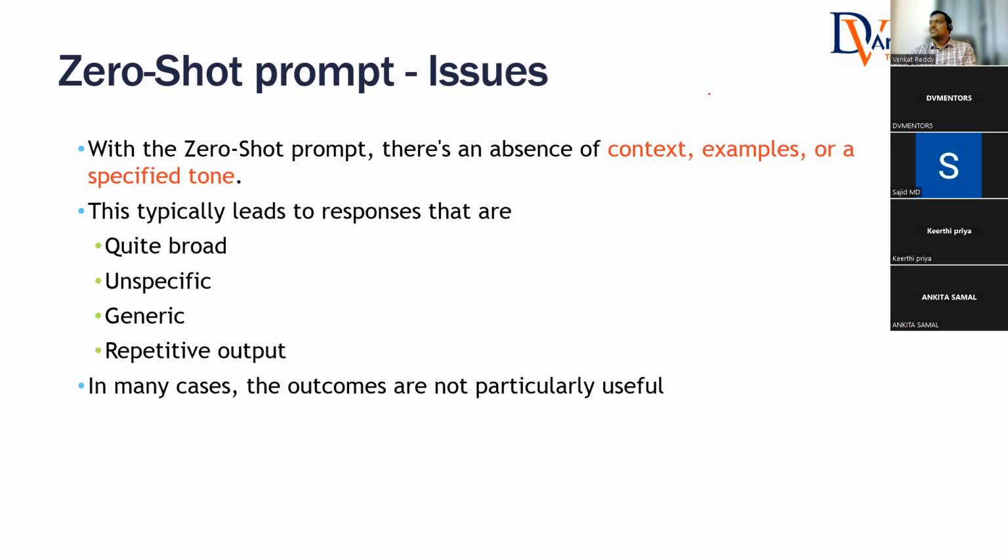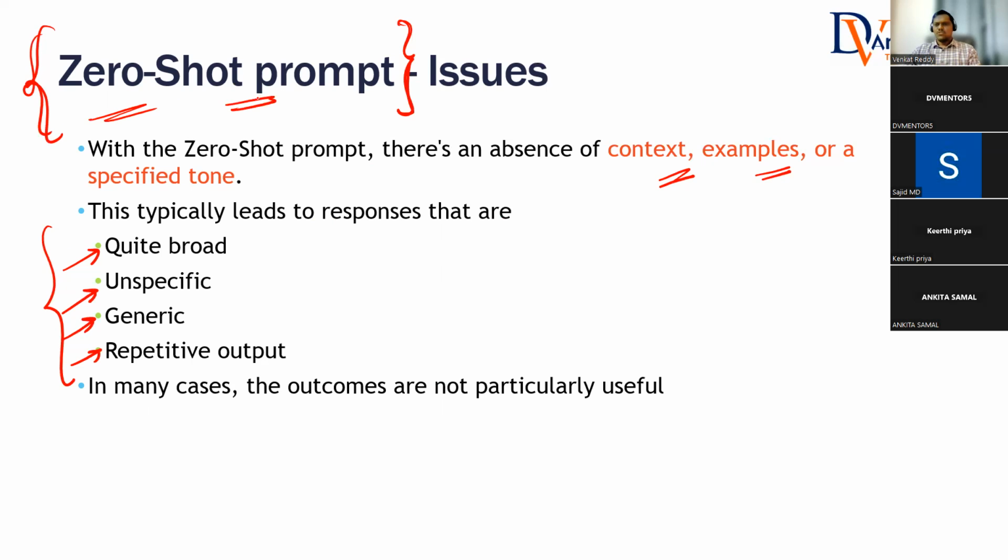So what is the issue with zero shot prompting? Context is missing, examples are missing, and the results will be quite broad, unspecific, generic, repetitive, etc. This is the problem with zero shot prompting. And this is where the starting point is. Most of the time, everybody tends to do zero shot prompting. I think most of you have gone through this phase and have already started improving it.